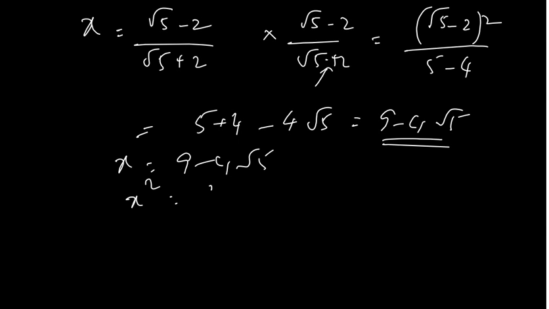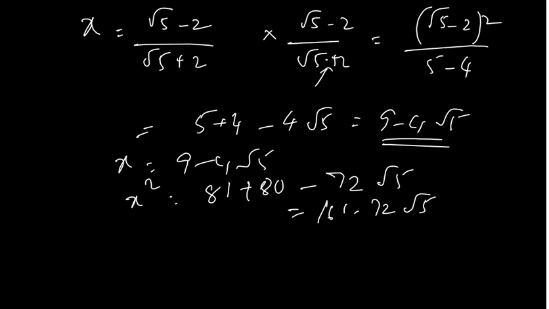Now x square equal to 81, right? Plus 80 minus 72 root 5. You will get the same thing. Yeah. So you can do that way also, you can do this way also. So now try y squared.